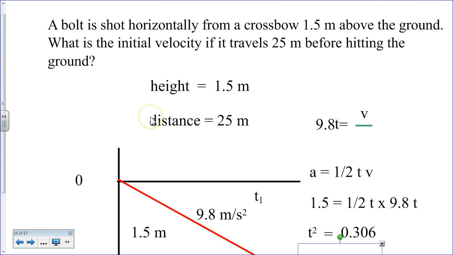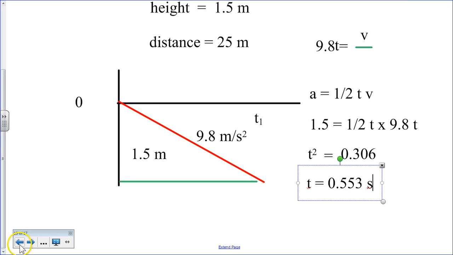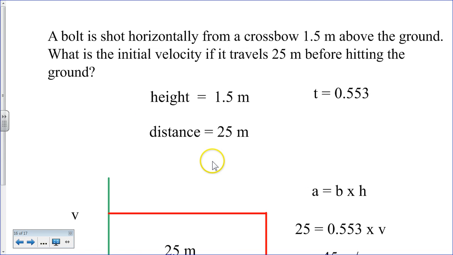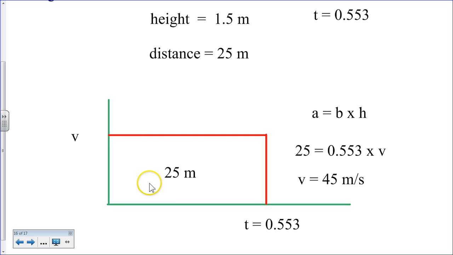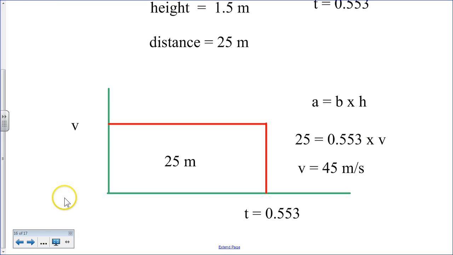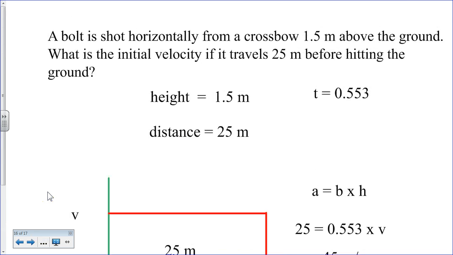It's going to go 25 meters, so how fast does it have to be going if it hits the ground 25 meters away? Now we're back into this equation, but again, we're working backwards. We have the area. We have the time that we just figured out, how long it's in the air. Now we want to figure out the velocity, which is basically base times height. So we're going to take 25 and divide it by 0.553 seconds, and we get 45 meters per second. Okay, so that's it.